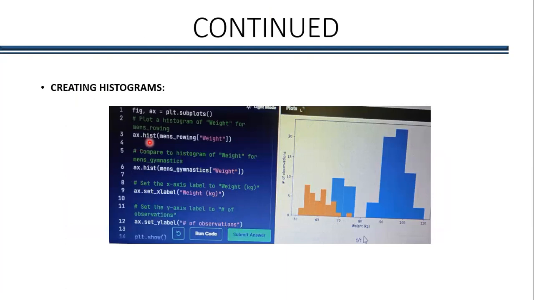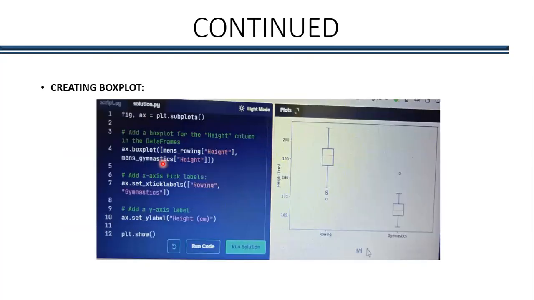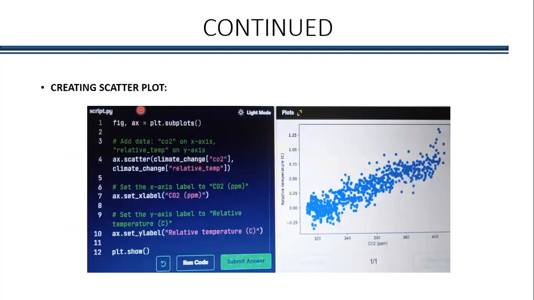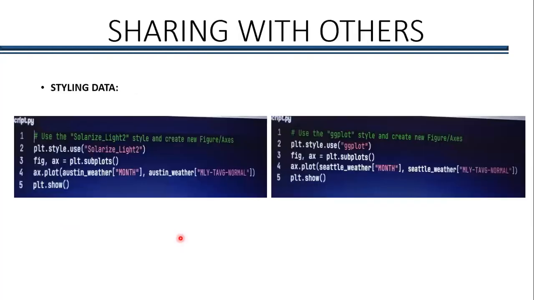Instead of ax.bar, here we use ax.hist, while the rest of the syntax is the same for the weights of the rows and the gymnastics. For creating a box plot, we are going to use ax.boxplot and the rest of the syntax is the same for this as well. For creating a scatter plot, we are using ax.scatter and the x and y axes with their respective units. And we have to set x and y. The rest of the syntax is very similar to the previous ones.